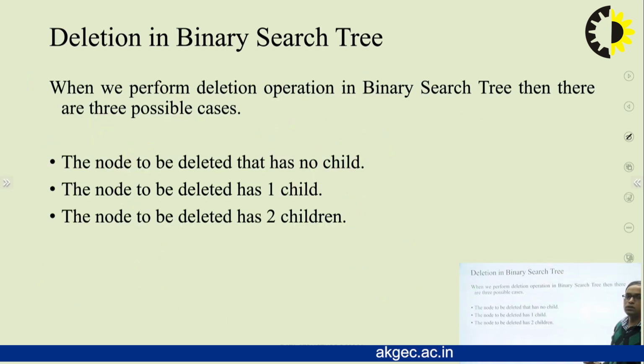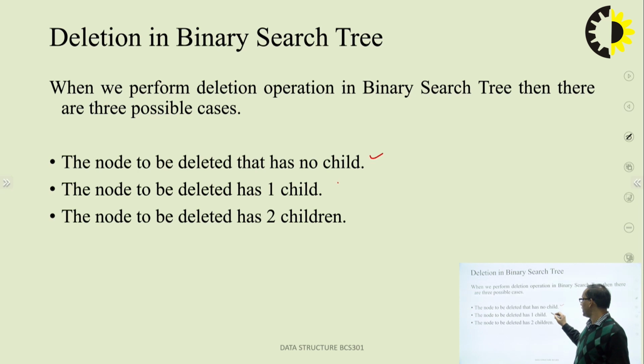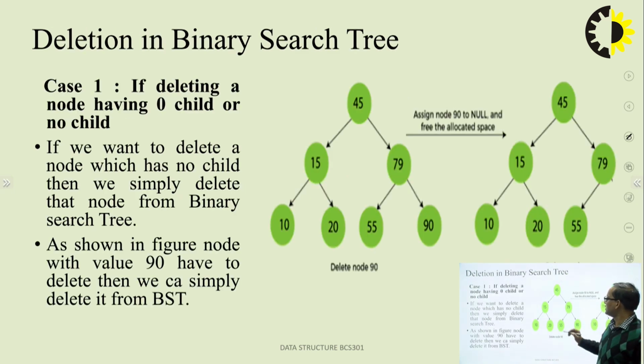Next, deletion in binary search tree. Whenever we have to delete a particular node from a binary search tree, there are three cases. First case: the node we want to delete has no child. Second: the node to be deleted has one child. And third: the node to be deleted has two children. So there are different algorithms. At first, this is case one, when the node to be deleted has no child. In that case, we can simply delete that node using the free function.